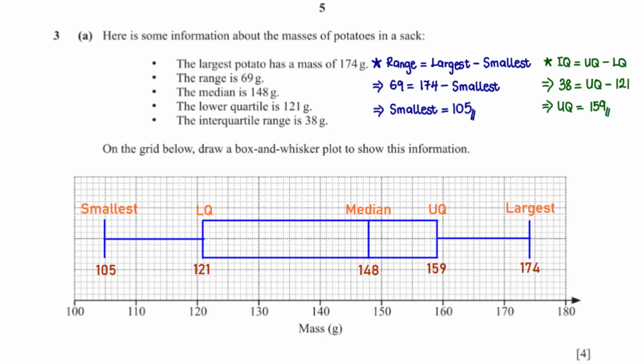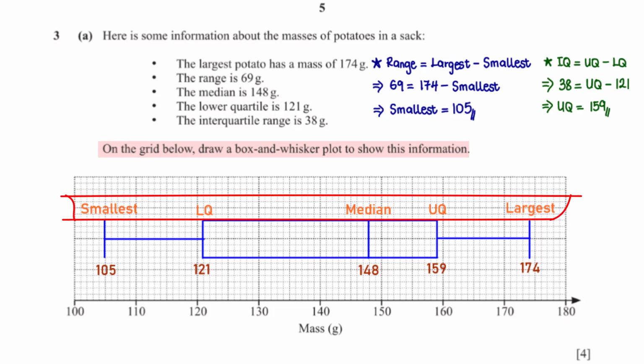Here is some information about the masses of potatoes in a sack. On the grid below, draw a box and whisker plot to show this information. To draw a box and whisker plot, we need 5 different values: the smallest or minimum value, the lower quartile, median, upper quartile, and the largest or maximum value.